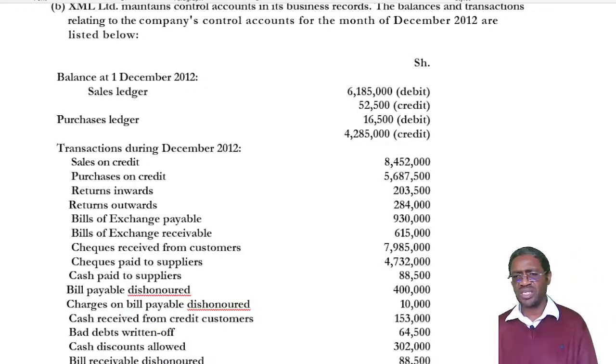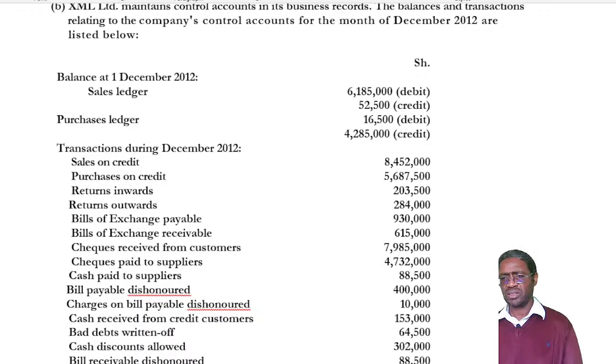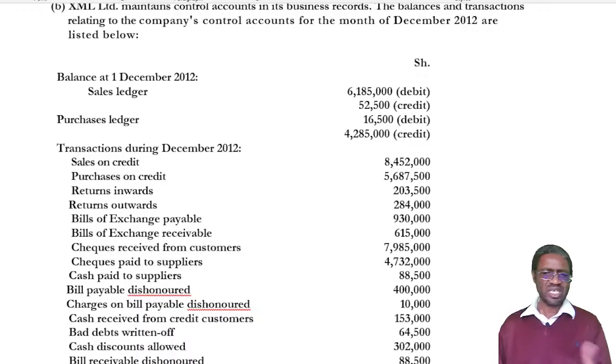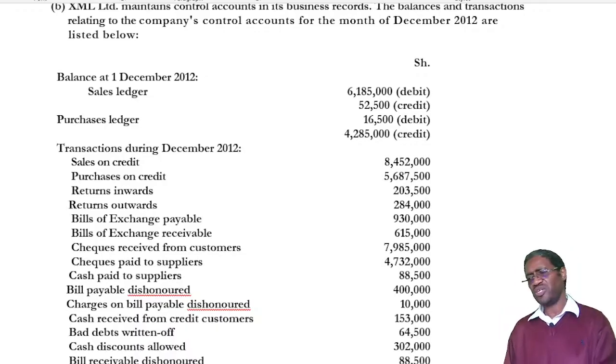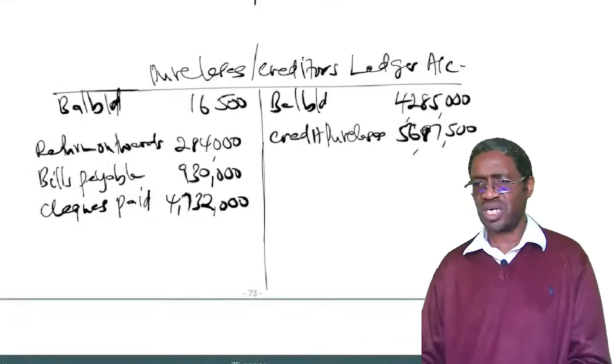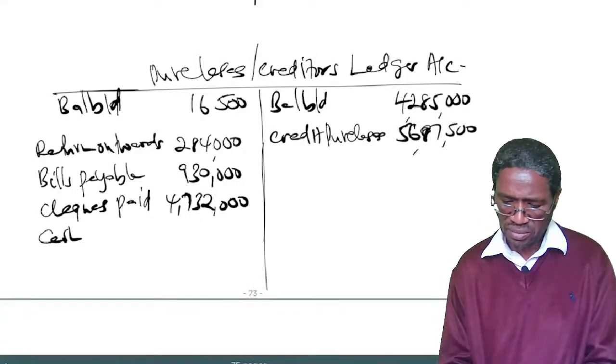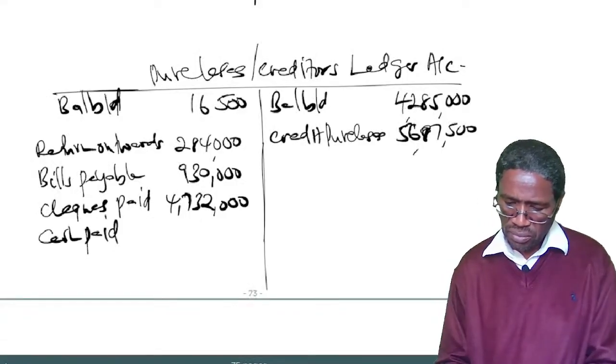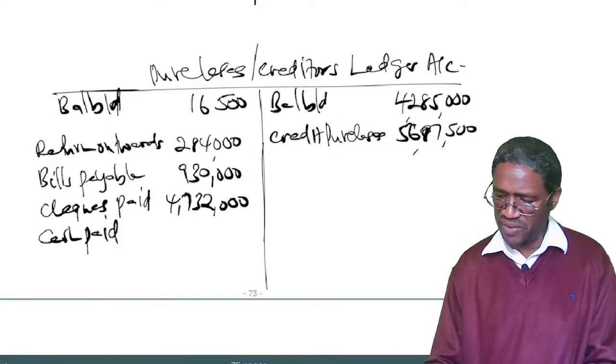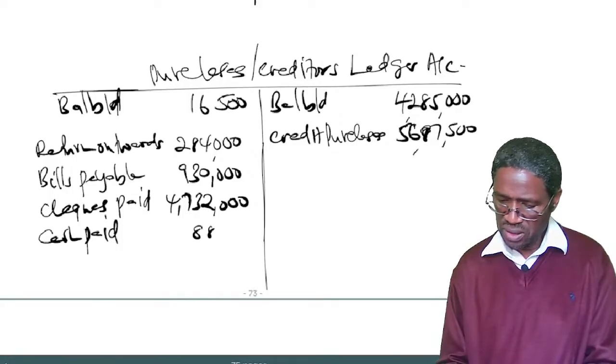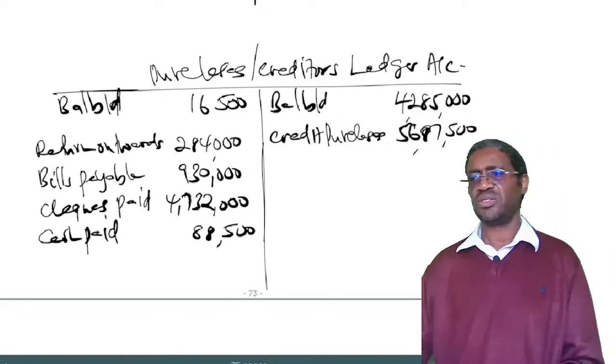Next one I can see cash paid to suppliers. The same. Cash paid to suppliers is the same as paying them by check. So we still go back here and debit cash paid to suppliers, $88,500. Good. You just come here and say cash paid. $88,500. Good. Next.